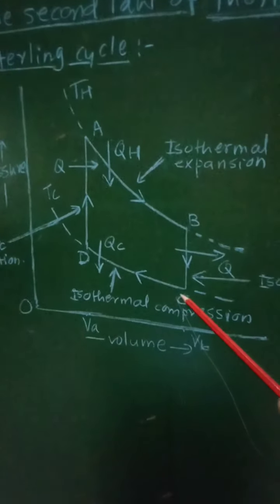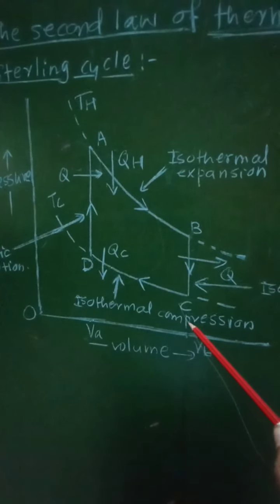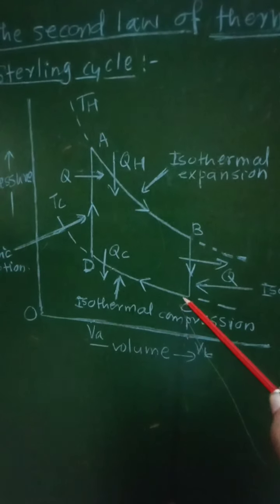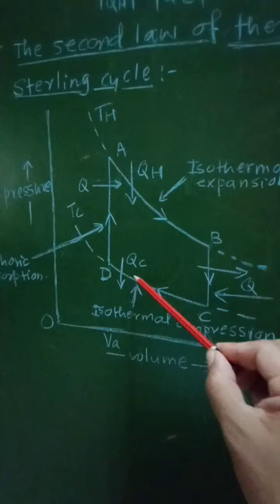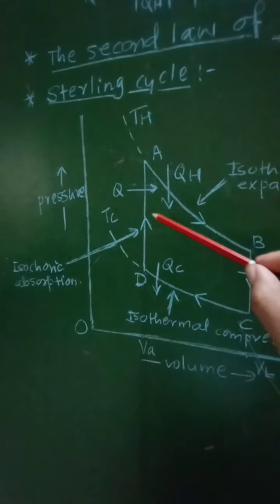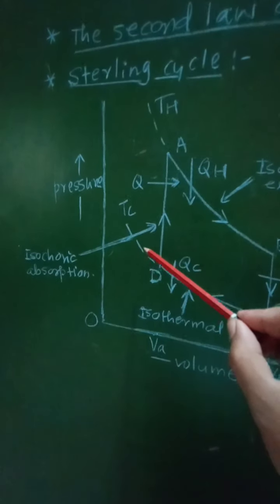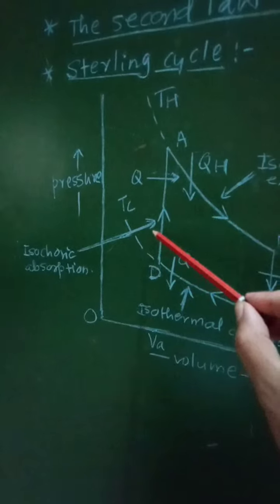Similarly, when the change takes place from C to D, it will be isothermal compression because there will be a decrease in the volume of the gas. And for the fourth part, from D to A, there will be absorption of some part of energy Q, so it is isochoric absorption.